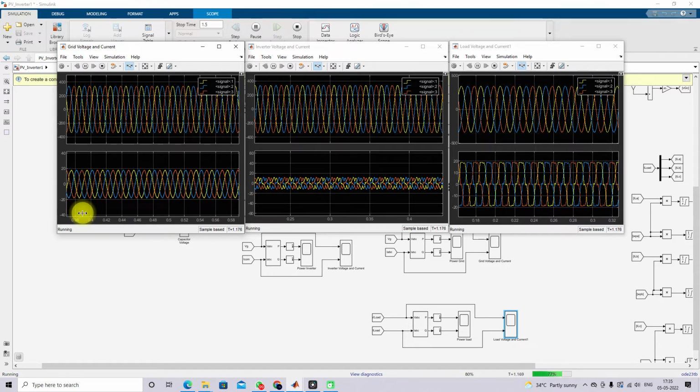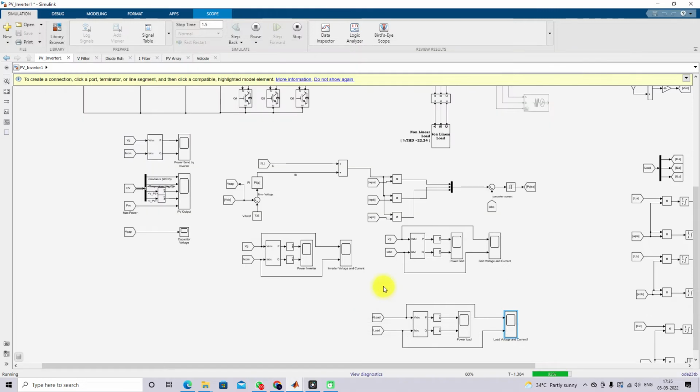So when we mitigate the harmonic problem on the load side, the voltage source converter tries to maintain the current quality in the grid side. Okay, and also I'm going to show you the power level, the power of the PV, right?